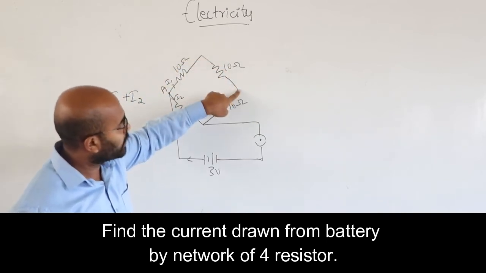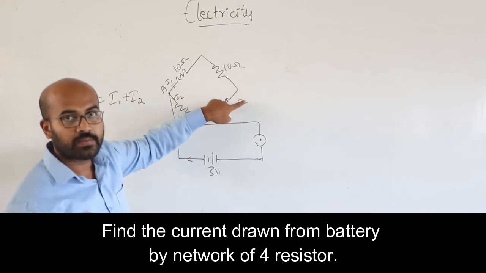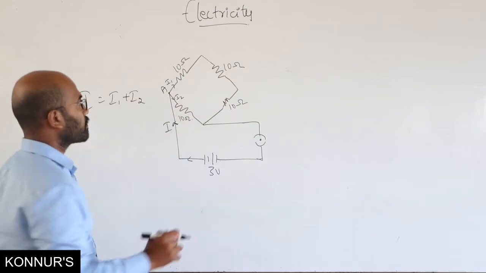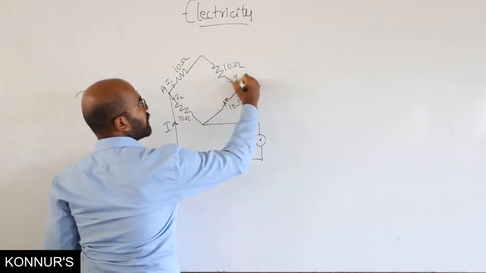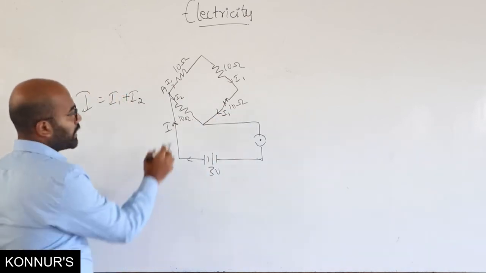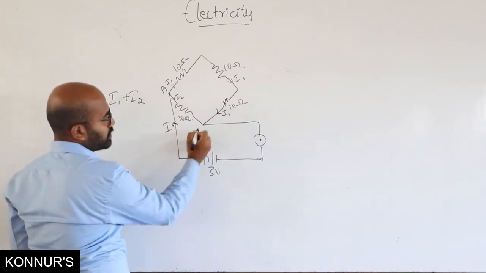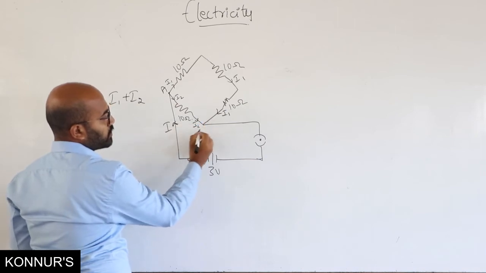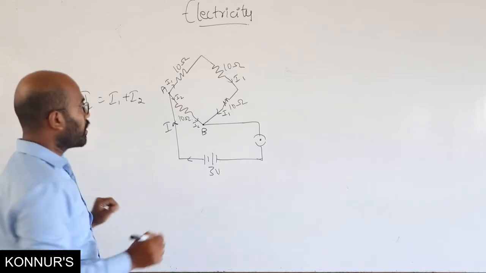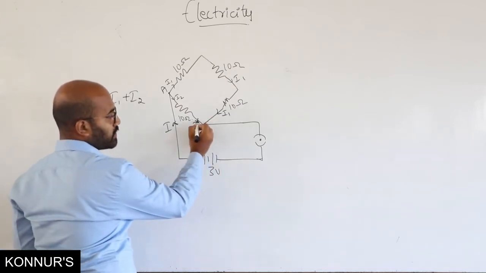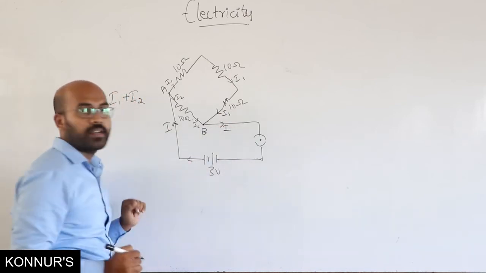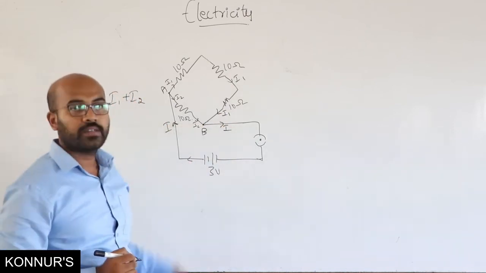Similarly, after coming to this point, the current is not splitting. It flows through the 10 ohm resistor. So here also it is I1. Similarly here also it is I1. I2 is flowing through this 10 ohm resistor. So after coming to this point, that is B, both I1 as well as I2 combine and the current I flows here.